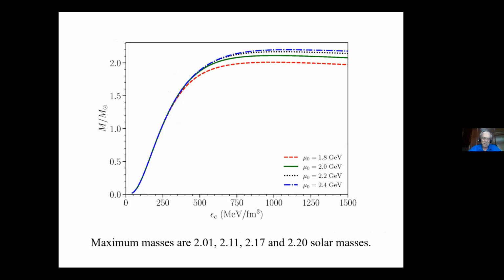Here is the mass as a function of central energy density for the four chosen values of mu0. For mu0 of 1.8 GeV, we chose that one as the smallest because that gives a maximum mass of 2.01 solar masses. Then we incremented by 200 MeV until we got to 2.4, and that gave a 2.2 solar mass star. Once you go above about 2.4 for that crossover parameter, there's no contribution from quark matter left in the neutron star to speak of. So it's just a pure neutron star, and there's no point in talking about a crossover. Central energy densities at maximum mass are somewhere between, say, 800 MeV per cubic Fermi and 1 GeV per cubic Fermi. So no big surprise there.